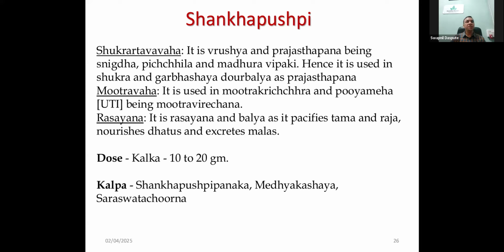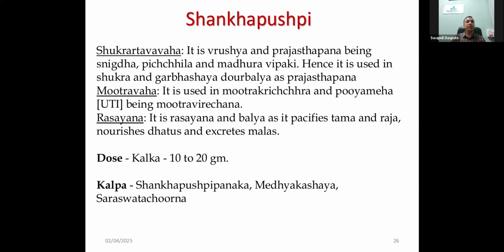Rasayana, it has a Rasayana action and Balya action as it pacifies Tamaguna, Rajaguna. Okay, what is Rajatama? You are aware. So it pacifies Raja and Tamaguna and nourishes Dhatus and excretes Malas. Hence, it has good Rasayana action on the body.